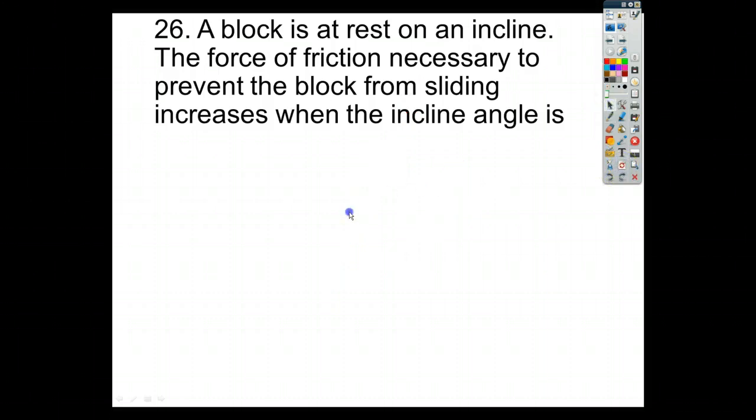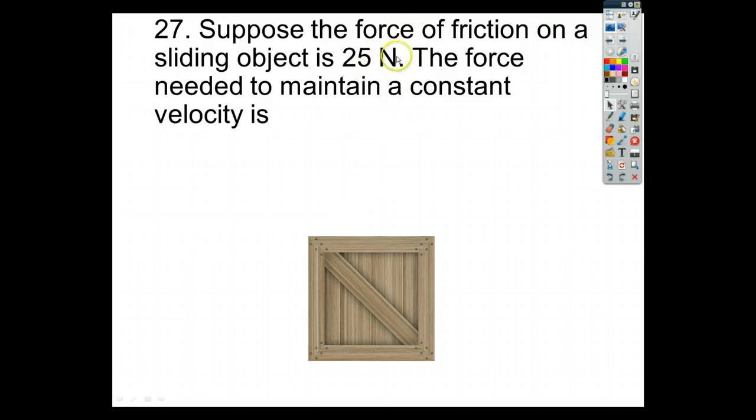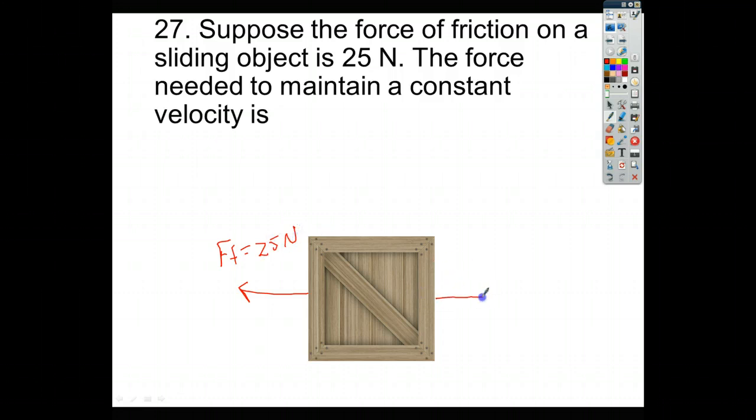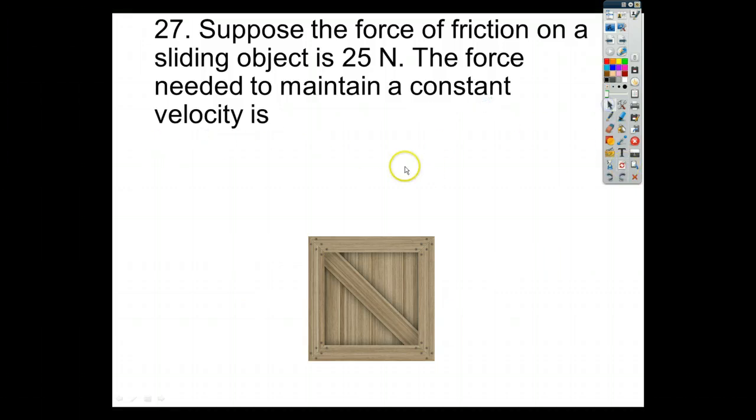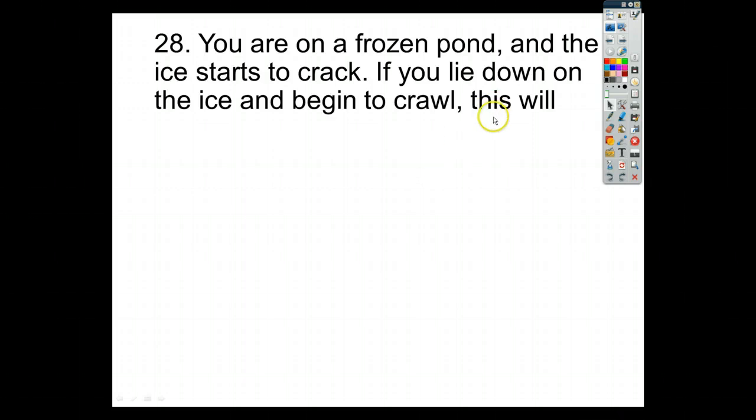Number 27. Number 27 says suppose the force of friction on a sliding object is 25 newtons. The force needed to maintain a constant velocity. So we've got the force of friction going in this direction. So that would be FF. It's equal to 25 newtons. If I want it to go in this direction with a constant speed, my forces have to be the same. So it would also be 25 newtons. It's got to be exactly the same for it to maintain a constant velocity. Number 28. Number 28 says you are on a frozen pond and the ice starts to crack.